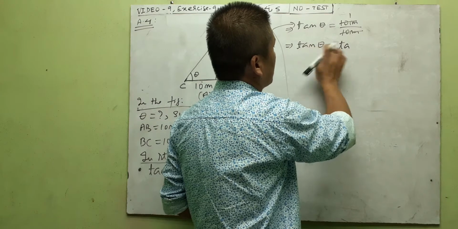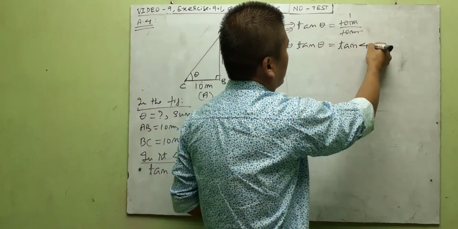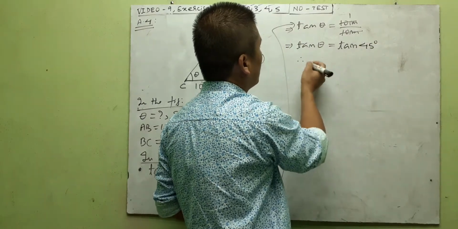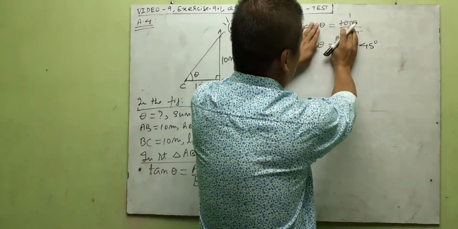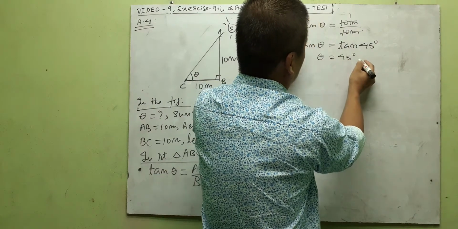Comparing to this, tan 10 means here also tan 10. Tan 10, how much is 1? Tan 45 degrees is 1. So we write here, therefore, now cover the tan 10 and the tan 10, they are the same on both sides. So what is left, you write theta equal to 45 degree.